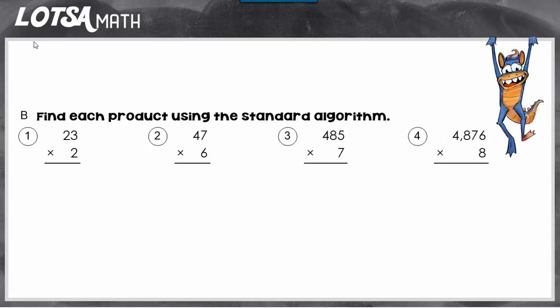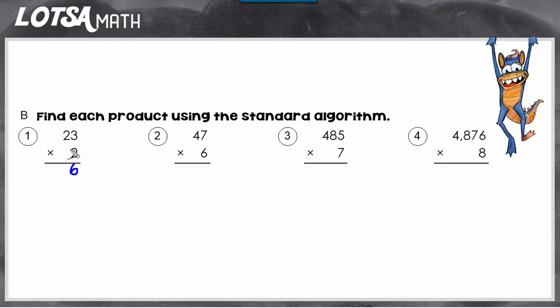We have 23 times 2. The first step is to look in the ones place. You have the digit 3, and you're going to multiply it by the multiplier 2. So 3 times 2 equals 6. You're going to write your answer right underneath in the ones place.